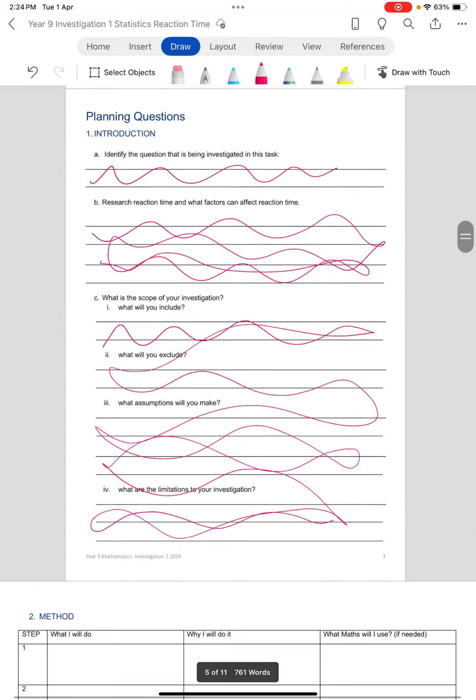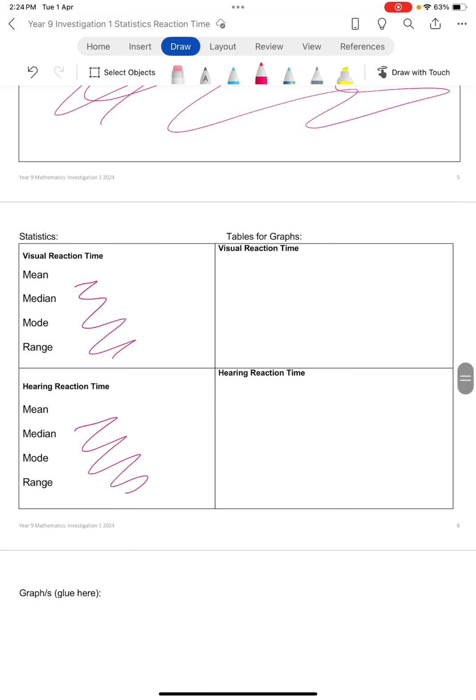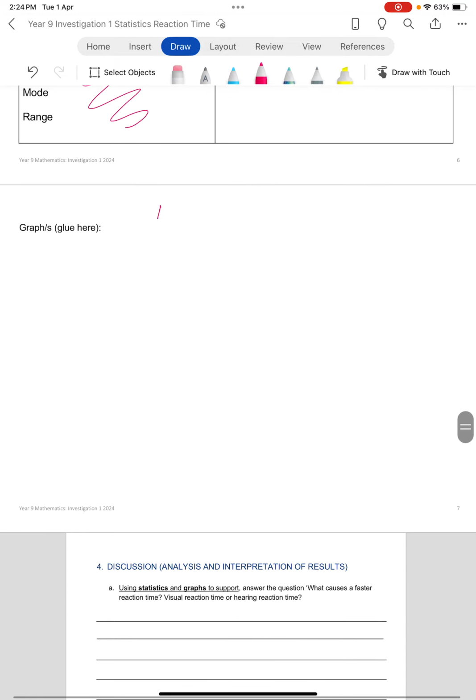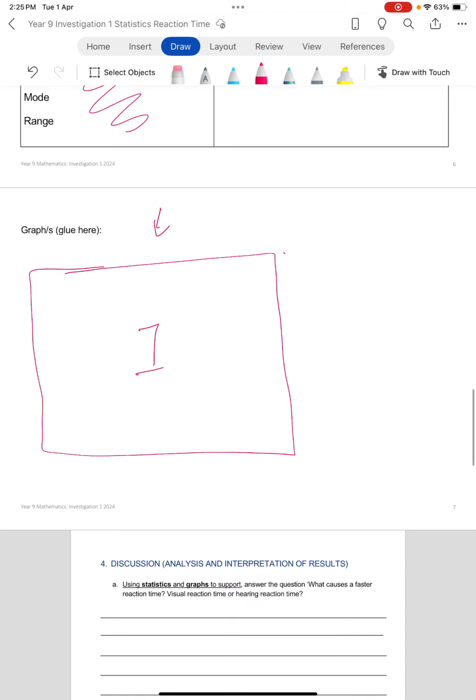For everyone else who's been keeping up, the next thing I'm going to get you guys to do today is start constructing histograms. So if you have a look over here, we've got a spot to make a couple of tables, and then we've also got some space here to glue some graphs. So the idea is that we're going to have 1 and 2 graphs here. Each of them will be a histogram.